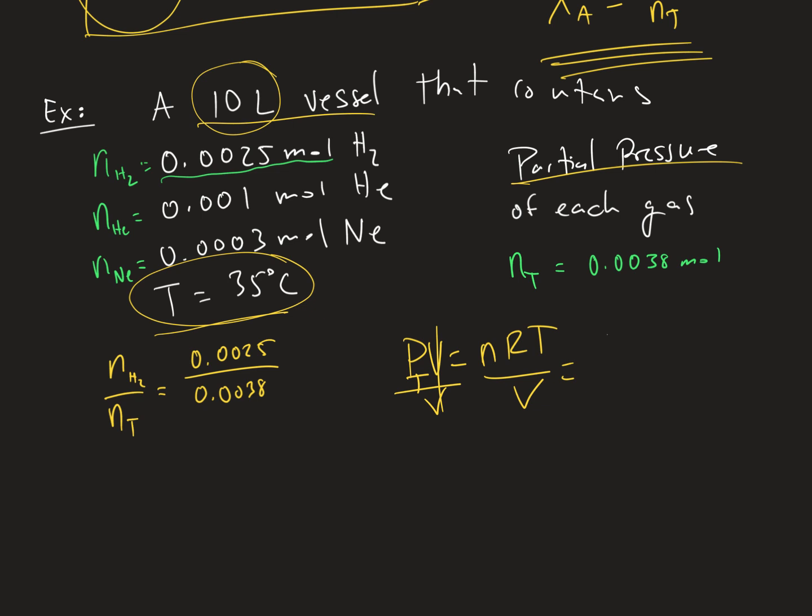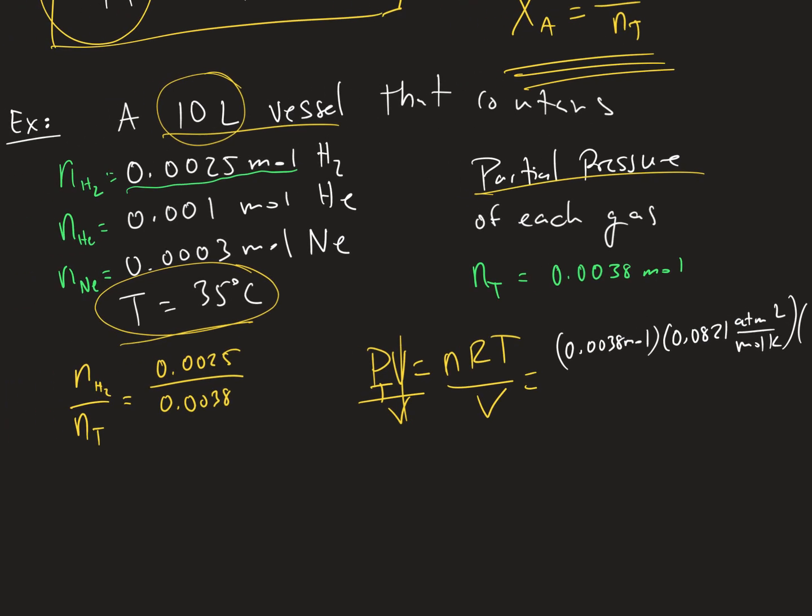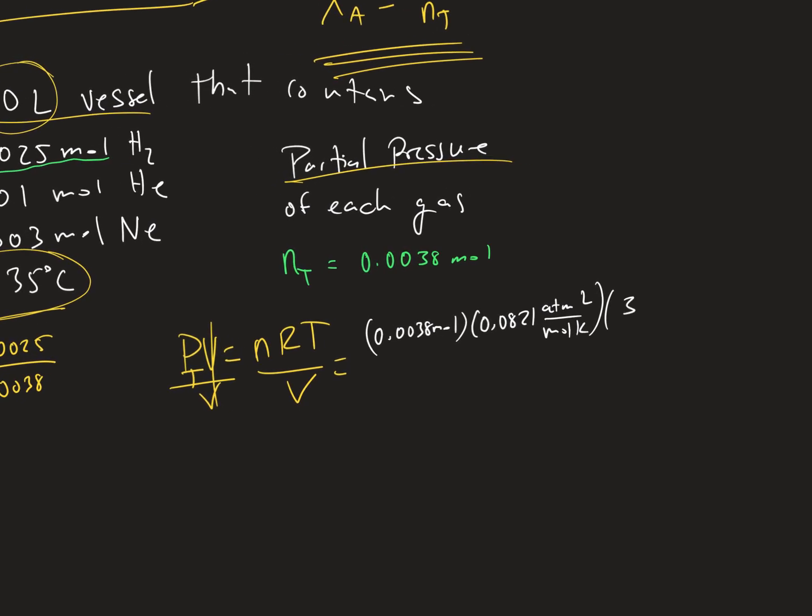So the total number of moles is 0.0038 times R, which is 0.0821 atm liters per mole Kelvin, times the temperature, which is 35 degrees, so that's 308.15 Kelvin, divided by the volume of 10 liters. So here I get a pressure of 0.0096 atm. You following me so far? Any questions?